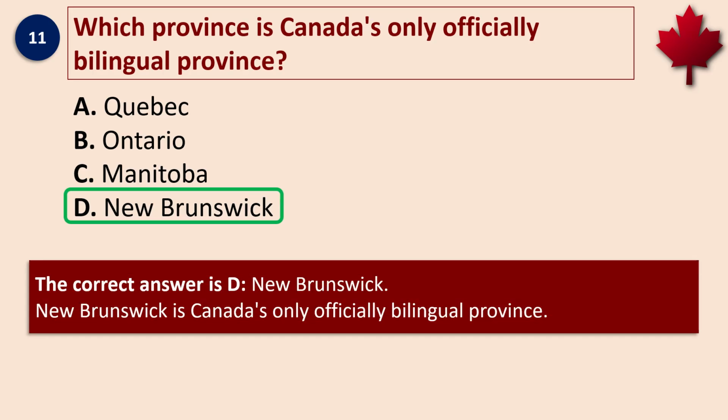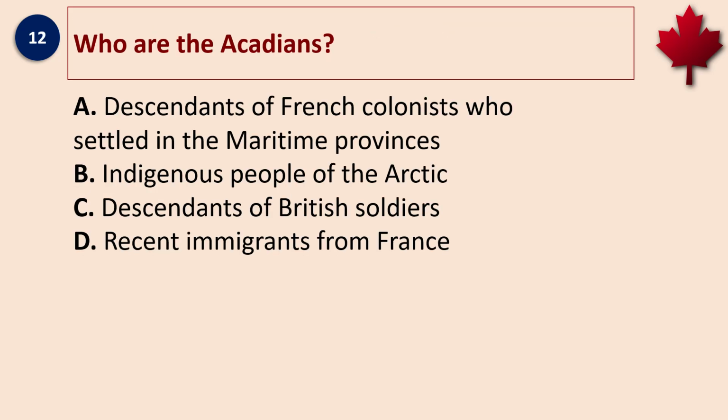The correct answer is D. New Brunswick. New Brunswick is Canada's only officially bilingual province. Who are the Acadians? A. Descendants of French colonists who settled in the maritime provinces. B. Indigenous people of the Arctic. C. Descendants of British soldiers. D. Recent immigrants from France.